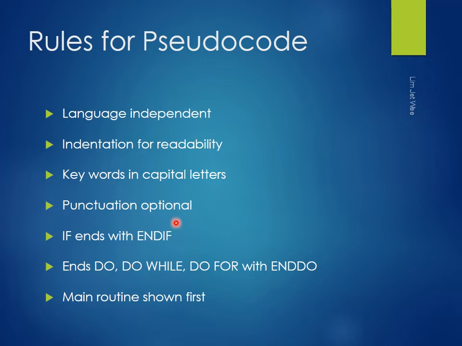Punctuations are actually optional, because remember, it is not a real code, so there is no particular syntax. And of course, if you have an IF, we end it with an END IF. If you have a DO WHILE and DO FOR, we end it with an END DO. And normally, we will show the main routine, or the main subroutine, first.